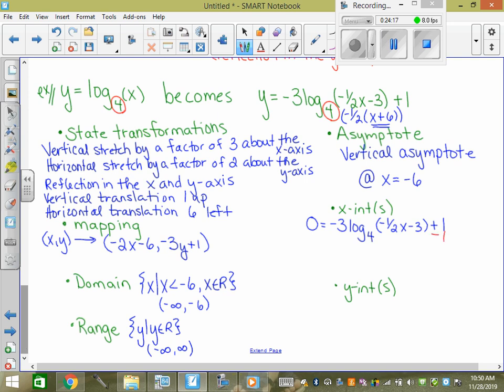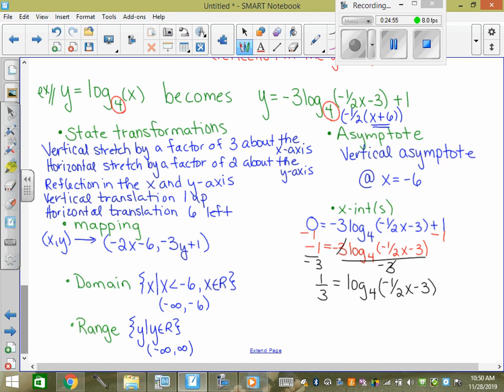So I'm going to subtract 1 first. So I'm going to get negative 1 equals negative 3 log 4 of negative a half x minus 3. And I still don't have 3 pieces. I now have 4 pieces. So I need to divide that negative 3 over. I'm going to divide by the negative 3. And so I get a third equals log base 4. And you could technically find this using your calculator, but if they say algebraically, you're in trouble. Right? Now I have 3 pieces.